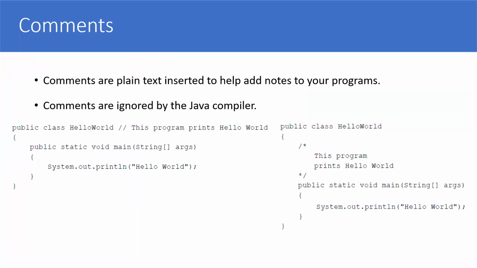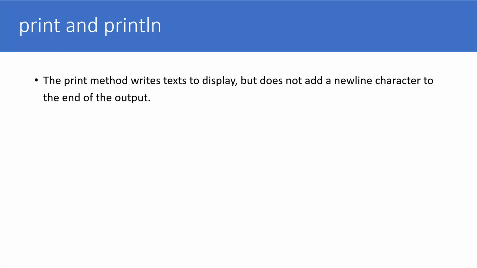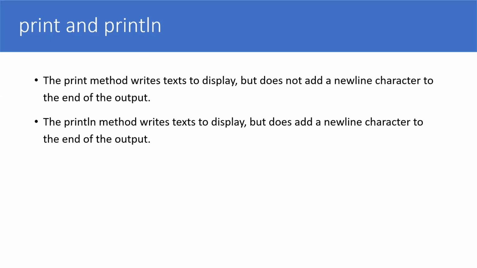All right, now let's move on to print and println. We went over println in our very first program, Hello World, and our tic-tac-toe program. But there's also another method called print, and let's see what the difference between those two are. The print method writes the text to display, but will not add a new line character to the end of the output. On the contrary, the println method will add a new line character to the end of the output.